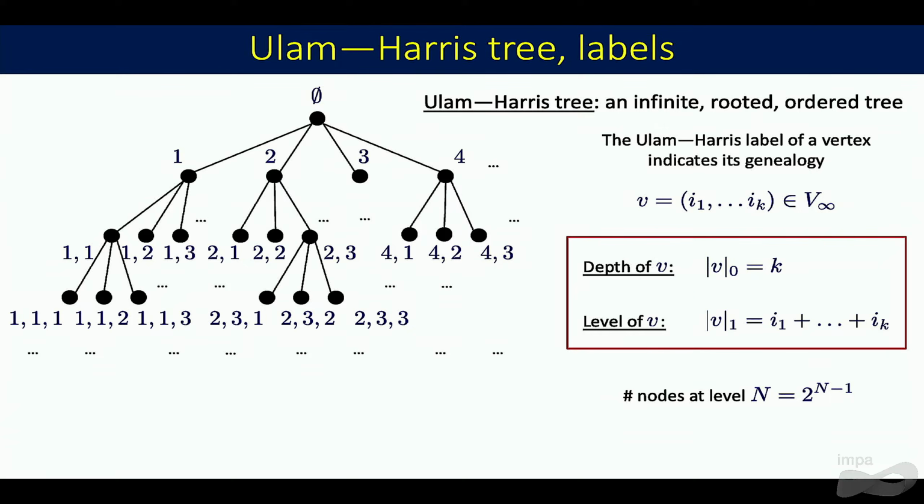So you have 3, 1, 2, 2, 1, and 1, 1, 1. Right, so that's 4. So you can maybe see the pattern of binomial coefficients here. OK. Any questions about the Ulam-Harris tree?